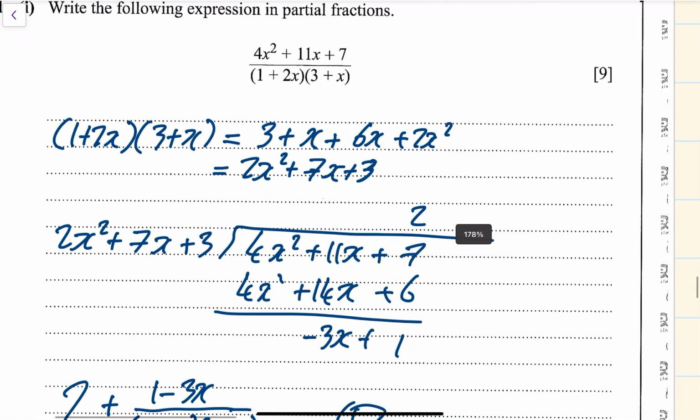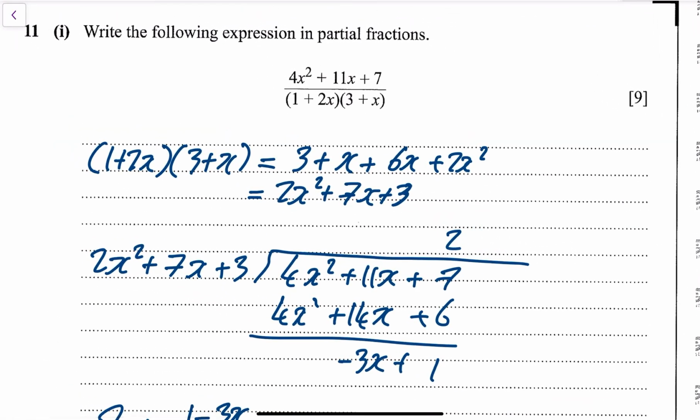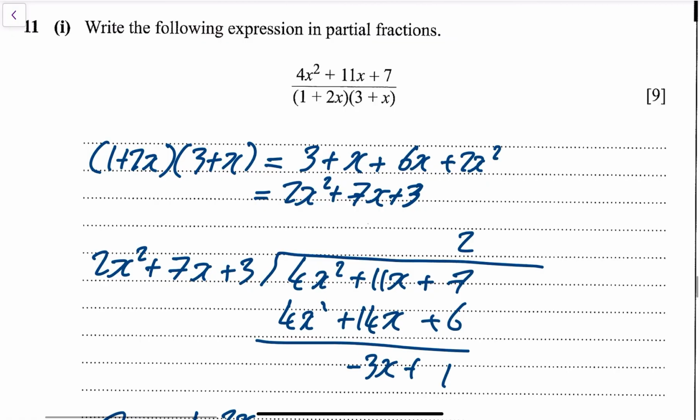Okay, almost there. Write the following expression in partial fractions. First thing, multiply out the bottom line and see what it is. The reason you're doing this is you've got to divide first, because the order of the top line is greater than or equal to the order of the bottom line. If that ever happens, you have to divide first.